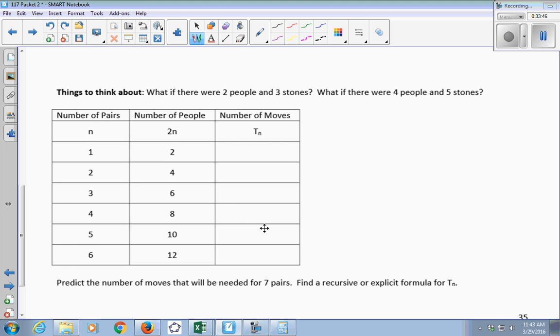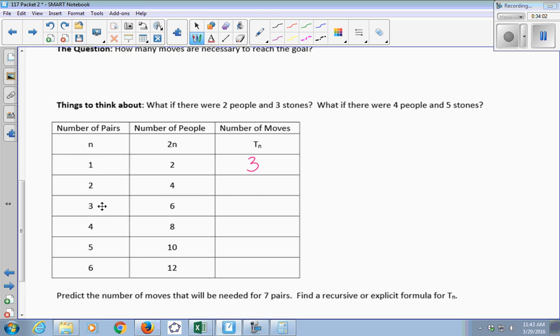So we just did the very first example. We had 1 pair of people. That's just 2 people total. And how many moves did it take? 3. Okay, so we'll fill in the table there. T sub n is the number of moves. I'd like to know definitely the number of moves for 2, 3, 4, 5, 6, and 7 pairs of people.